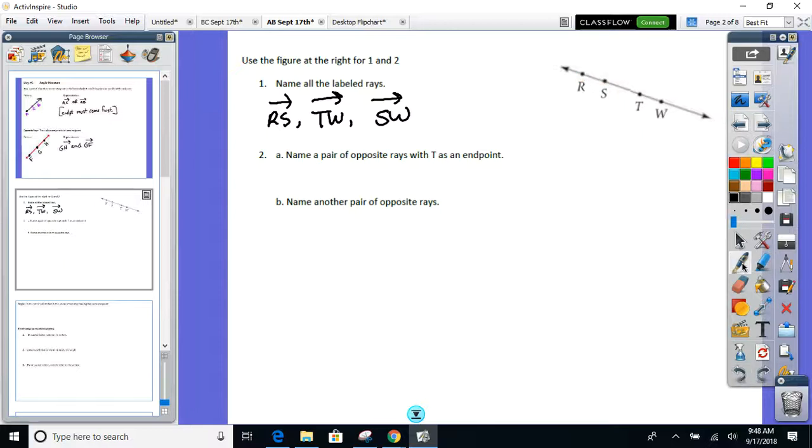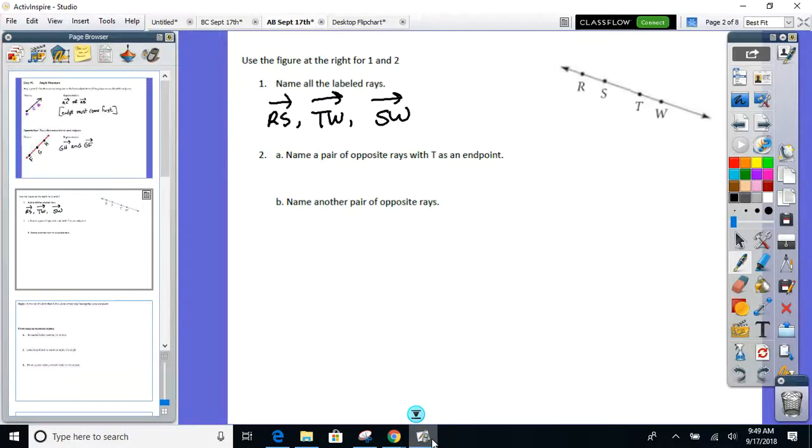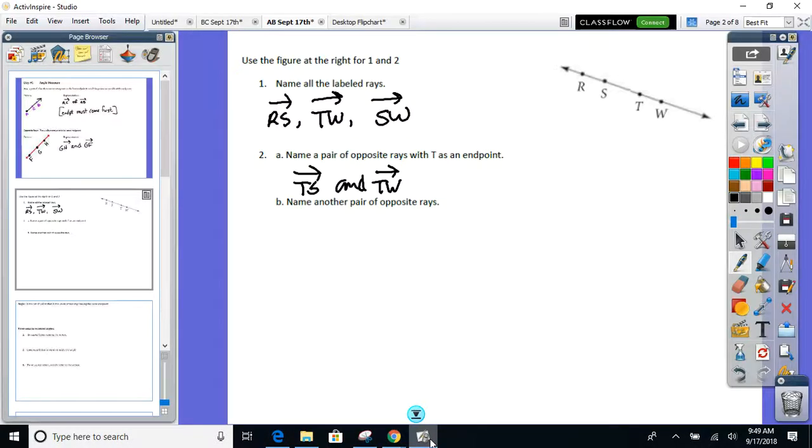All right, going to 2A, name a pair of opposite rays where T is the endpoint now. T, what do you got for me? TS, TW, like it. TS and TW. Instead of TS, maybe you called it TR. That's fine too. And then just another pair of opposite rays for me. Another pair. SR, SW. Like it. Nice job.